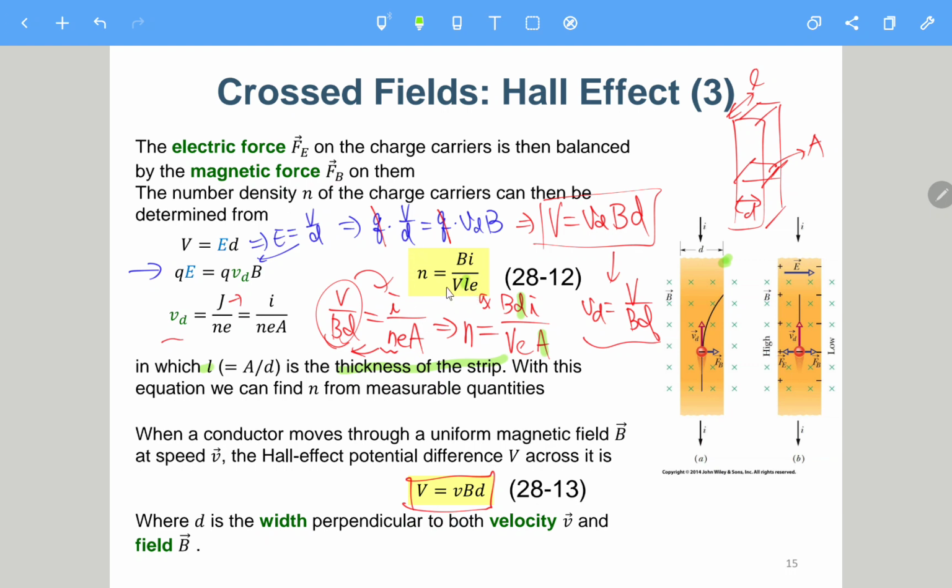Okay. So here we have DL to be A. Okay, so we can really derive this one.